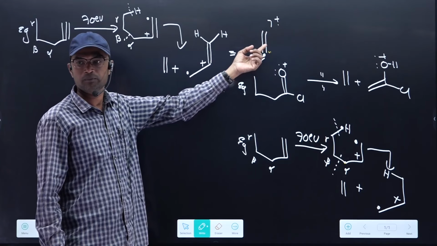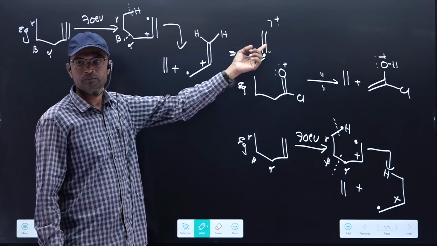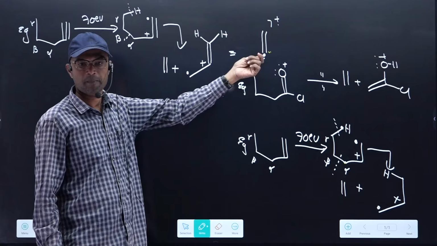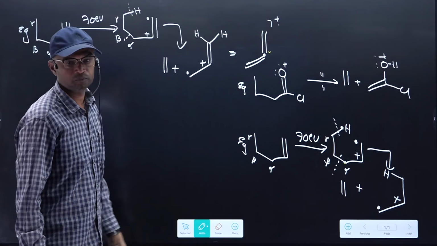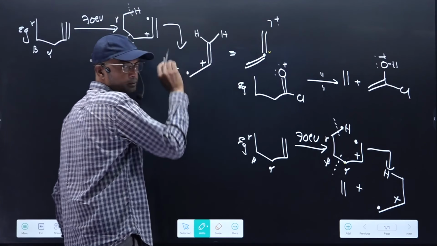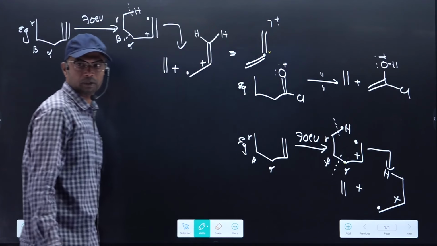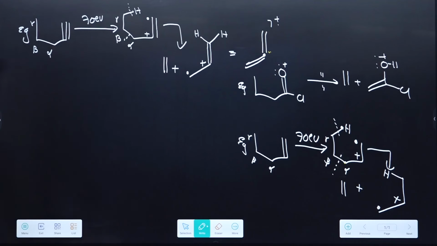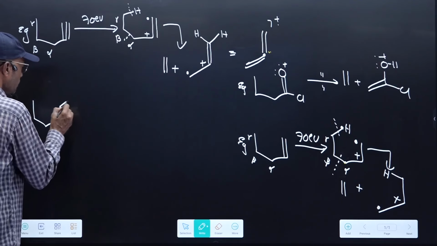What is the m/z value? Here 2 hydrogens, 4. 36 plus 4, 40. Like that. So don't think that a heteroatom is definitely required. Without a heteroatom also the reaction is possible.